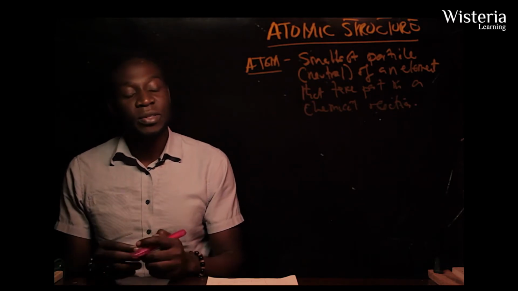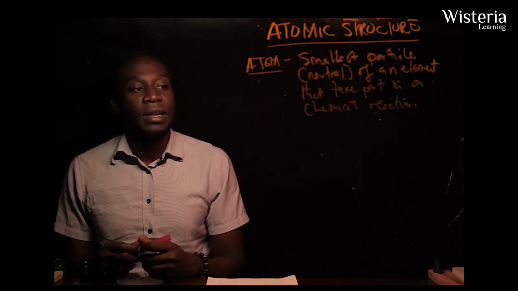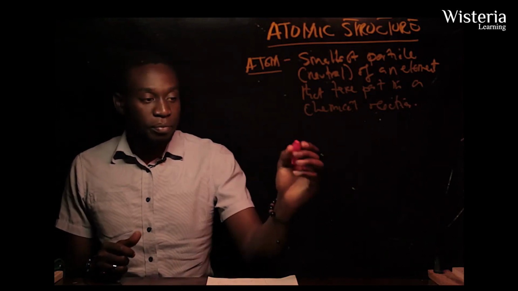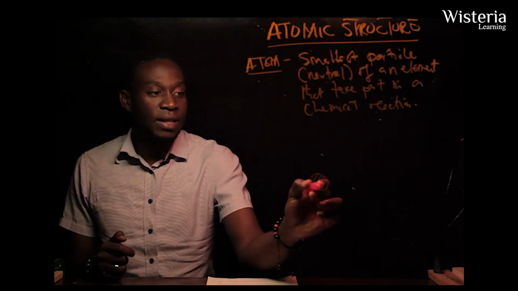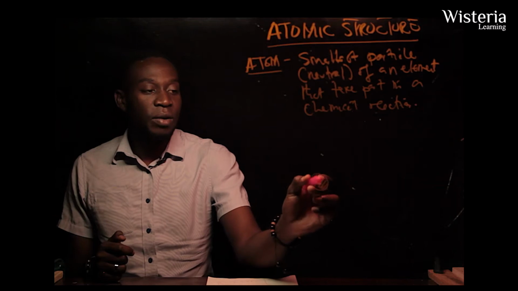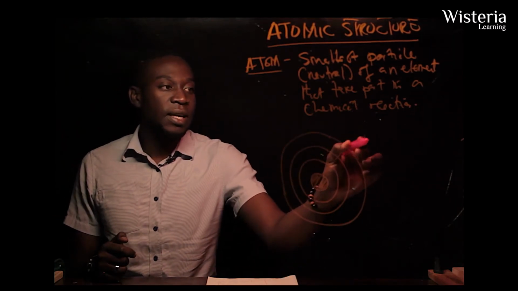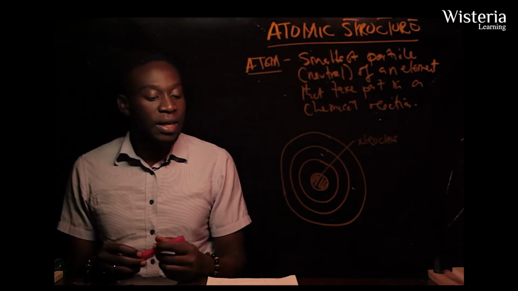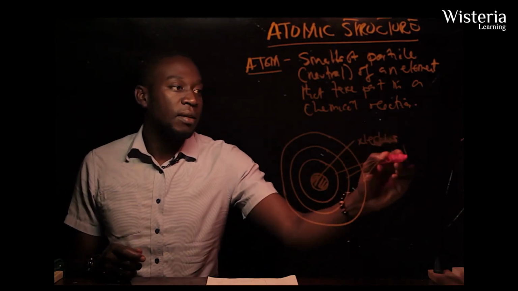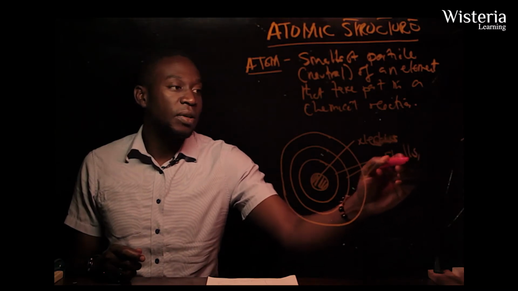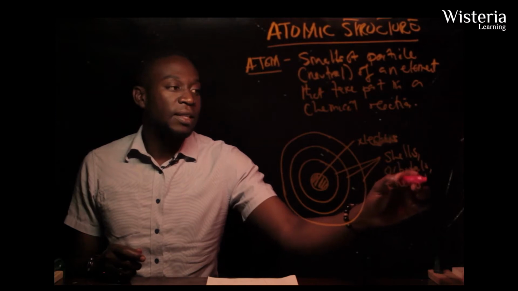Now this atom has got a structure. So we're going to look at the structure of an atom. The structure of an atom has got what we call the nucleus. Then this nucleus is surrounded by what we call shells. So all these are called shells. These shells, we can call them orbitals, or we can call them energy levels.